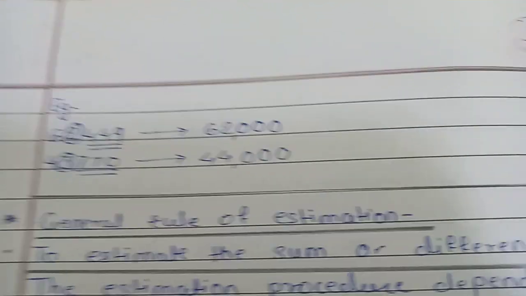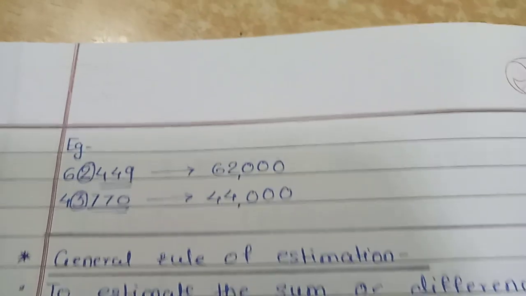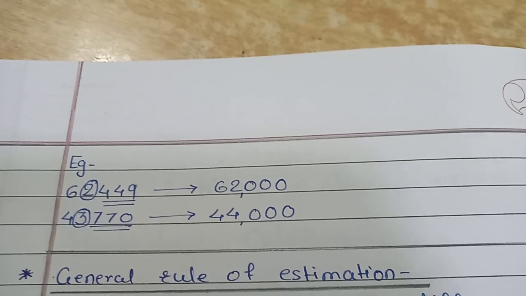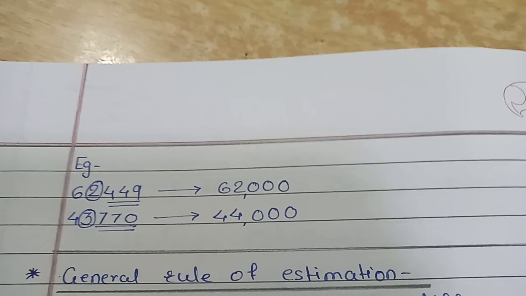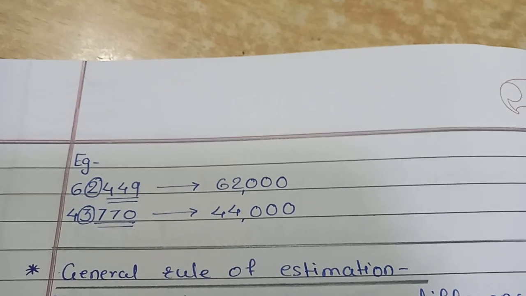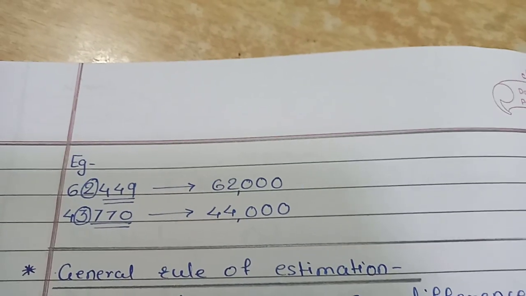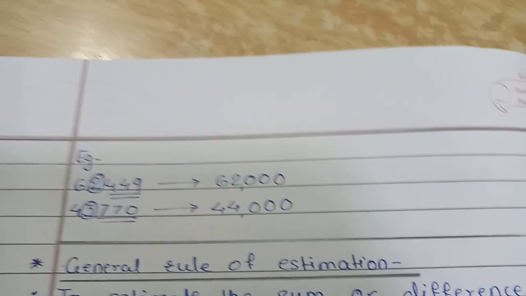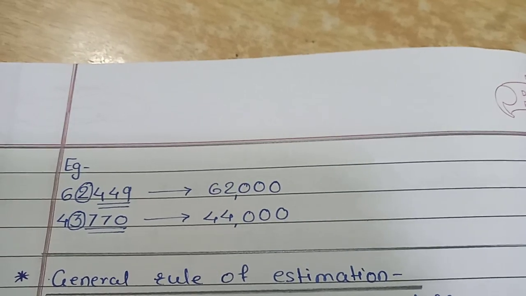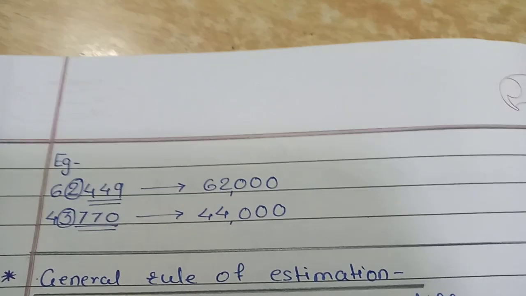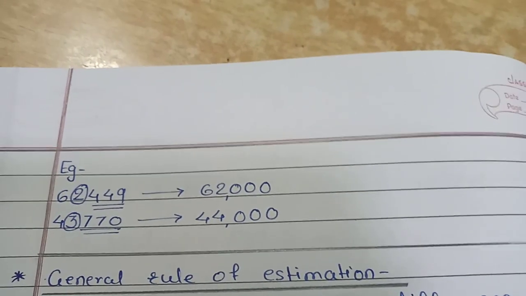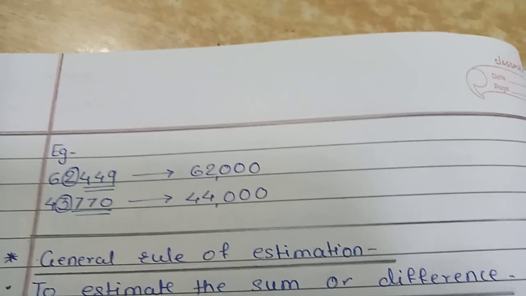Similarly, while rounding off to the nearest 100, 0 to 49, we will round off to the existing 100, and 50 to 99, we will round off to the next 100. For rounding off to the nearest thousands, 0 to 499, we will round off to the existing 1000, and 500 to 999, we will round off to the next thousand.